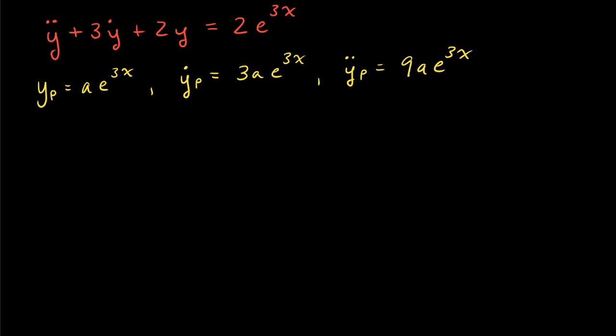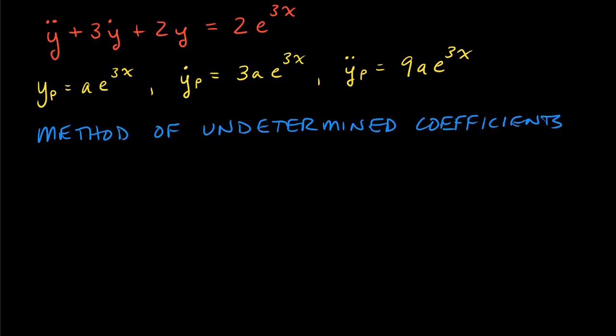And now what we want to do, we're going to employ something that's called the method of undetermined coefficients. To employ the method of undetermined coefficients, we're going to plug y sub p and its derivatives into the original differential equation. So the y double prime term is just going to be yp double prime, and then we're going to plug in plus 3 onto yp prime plus 2 onto yp, and we're going to see what that equals.